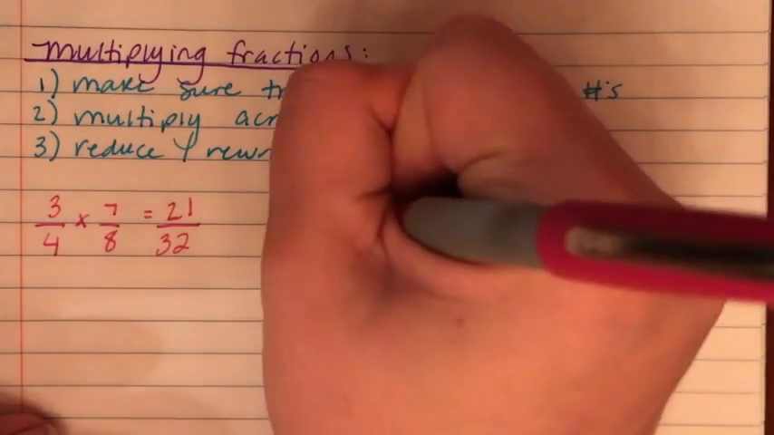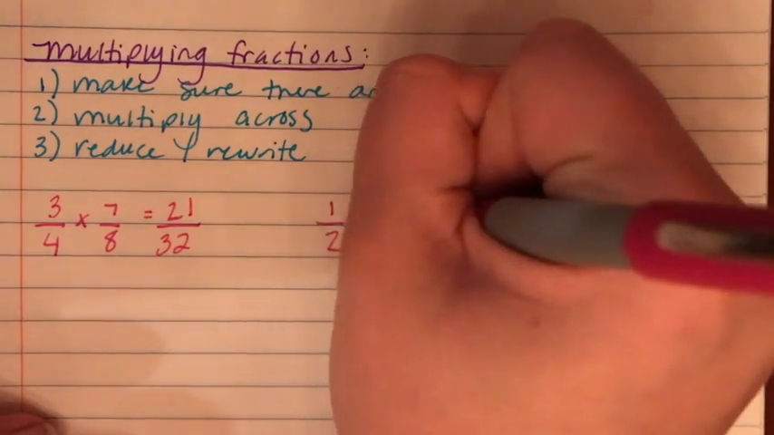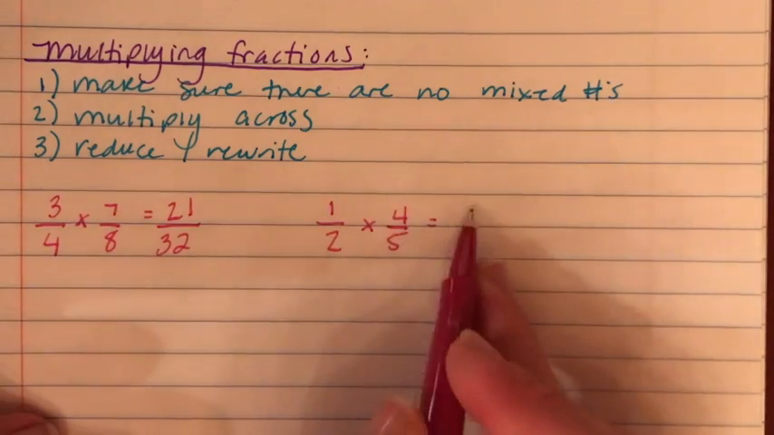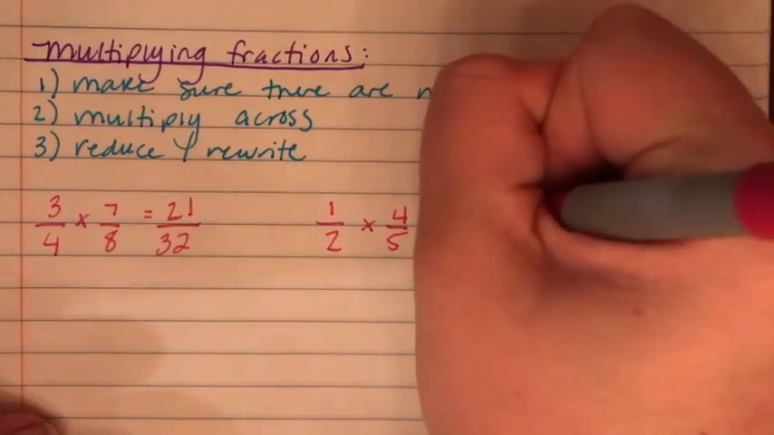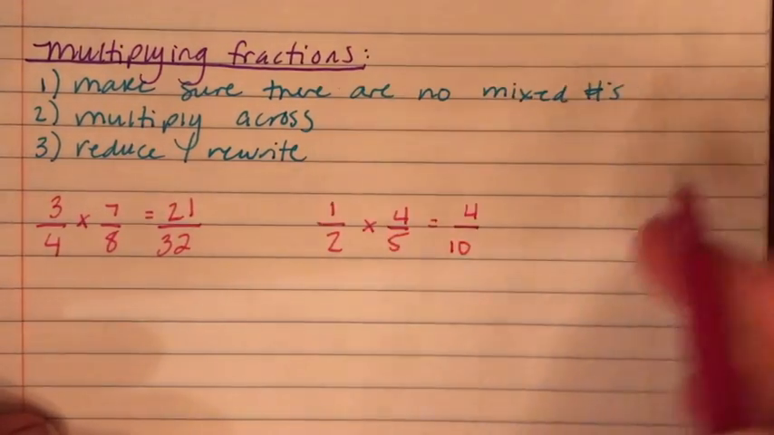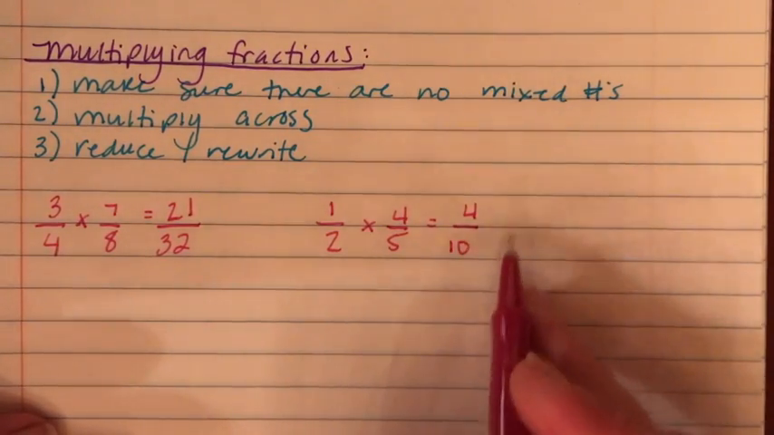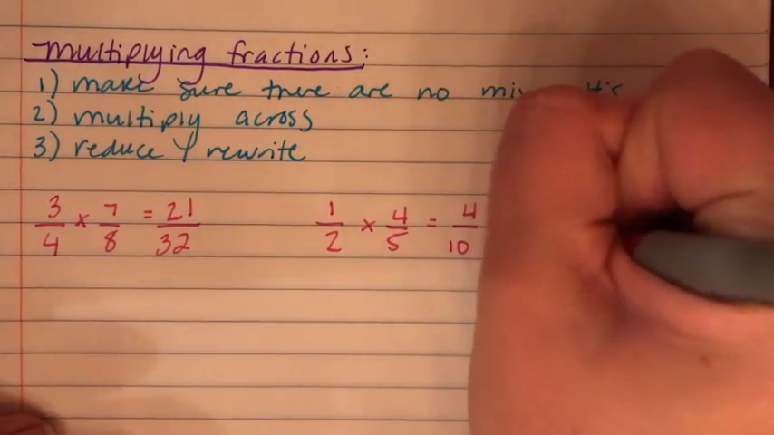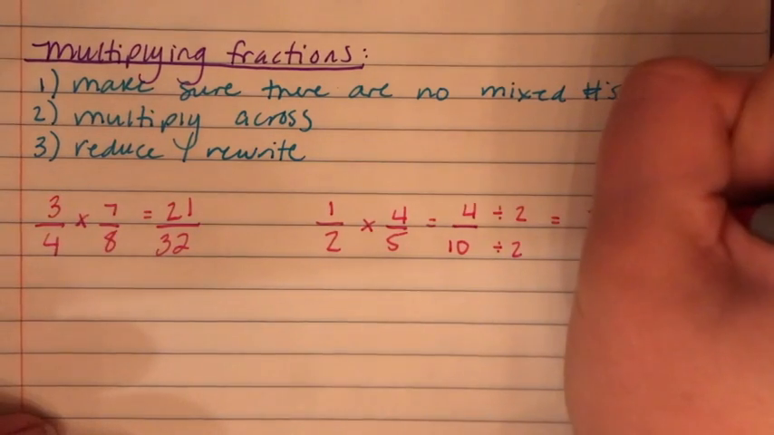Next one, 1/2 times 4/5. 1 times 4 is 4. 2 times 5 is 10. Here, they do share common factors, so I'm going to divide both sides by 2, because that's their common factor, and I get 2/5.